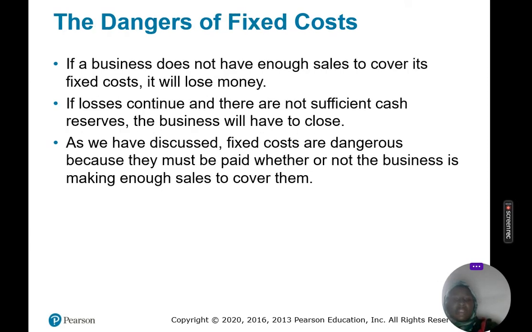Now, let's talk more about the dangers of fixed costs. If a business does not have enough sales to cover its fixed costs, it will lose money. If losses continue, the business will have to close and become indebted. So as we've discussed, fixed costs are dangerous because they must be paid whether or not the business is making enough sales to cover them.